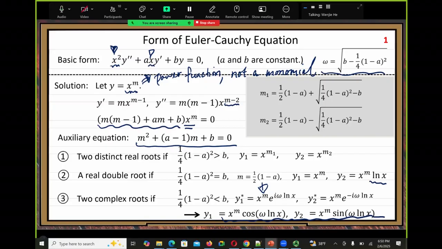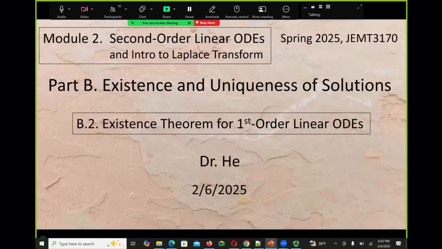So we complete this another simple second order linear homogeneous ODE. Next, B.2. Now we need to study this theoretical topic, existence and uniqueness of solutions. Two subtopics.